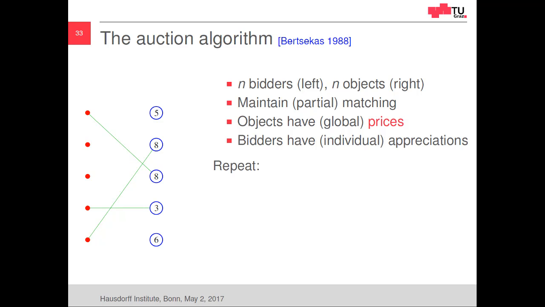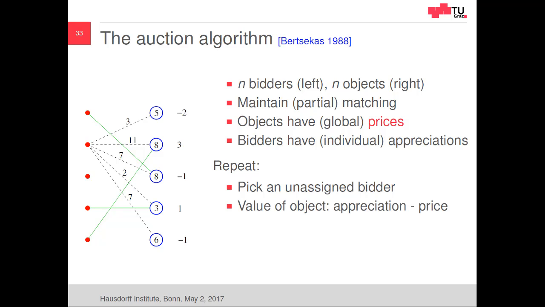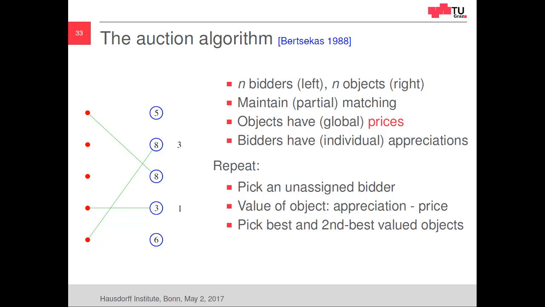Now what do we do? We just repeat the following steps. We pick a currently unassigned bidder, and we compute the value of every object. That's just the appreciation minus the price. Yeah? So this would be the values of these objects. Now we pick the best and the second best valued object. And now we update the matching, so we just assign to this bidder the object that she likes most at this point. So we would just assign this bidder to this object.